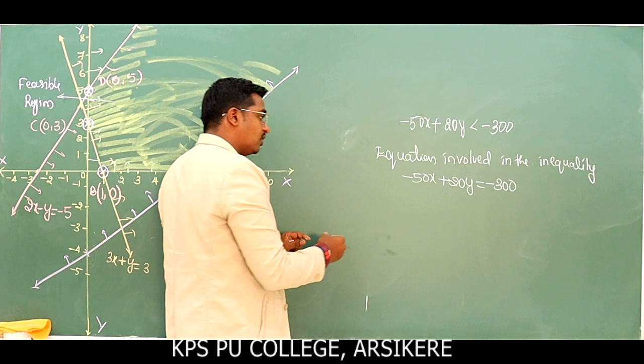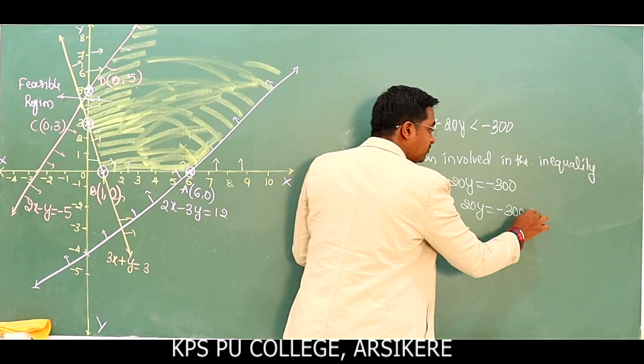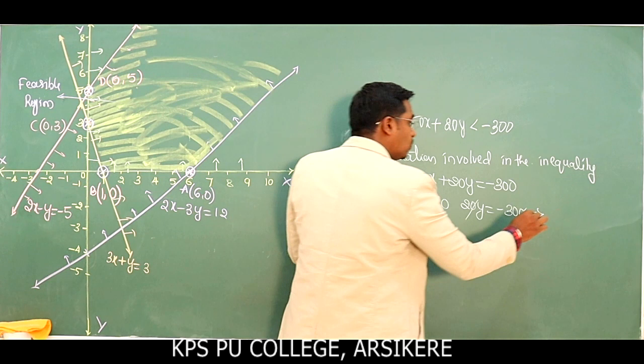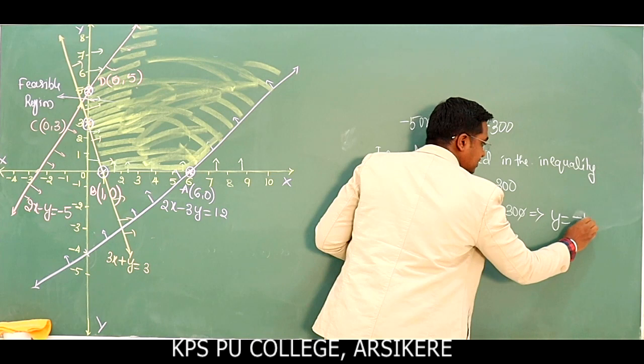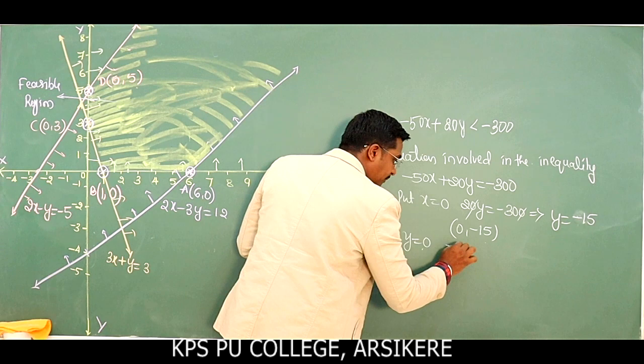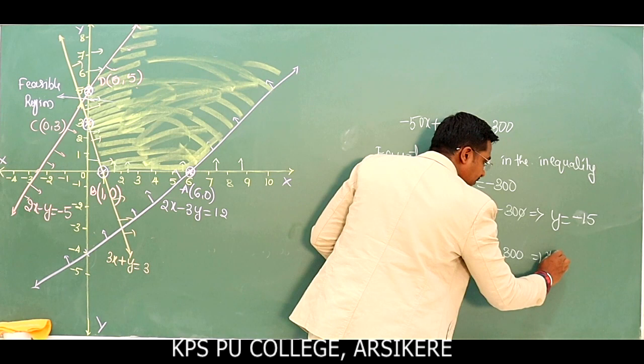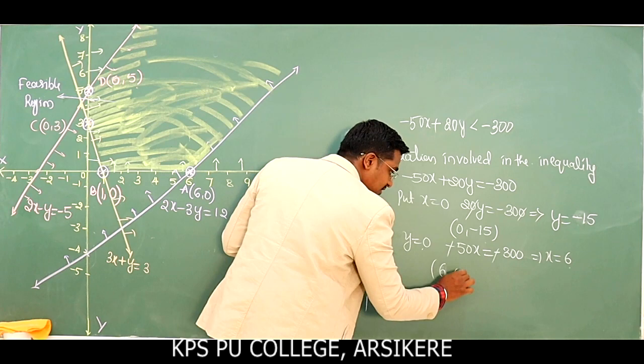So now put x is equal to 0. What is left here? 20y is equal to minus 300, which implies the 0s get cancelled, 2 1s are 2, 15s, so y is equal to minus 15. Corresponding point here: 0, minus 15. Now substitute y is equal to 0, we get minus 50x is equal to minus 300. After simplification, minus and minus get cancelled, 5 1s are 5, 6s, therefore x is equal to 6. The point becomes 6 comma 0.